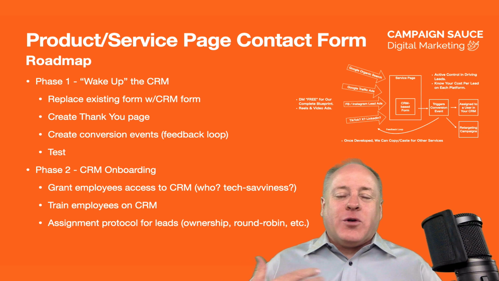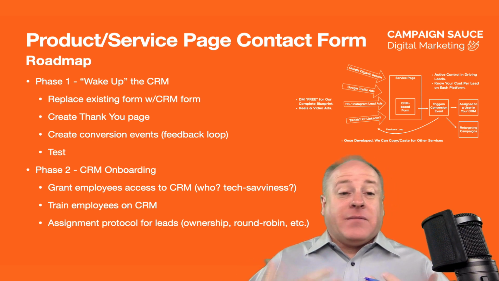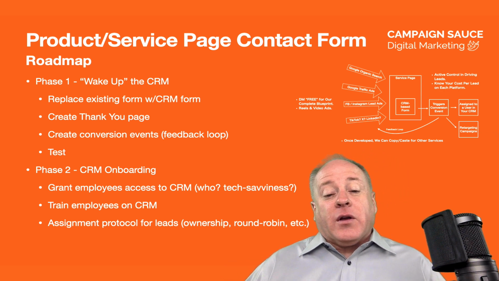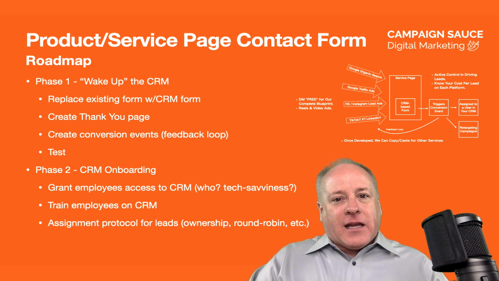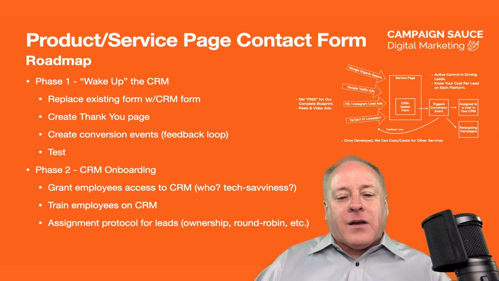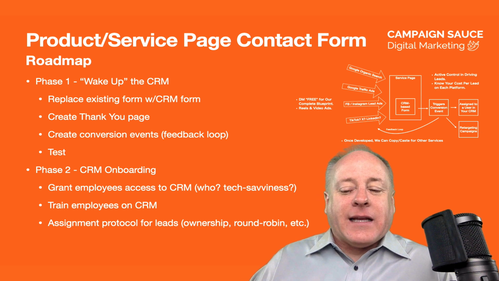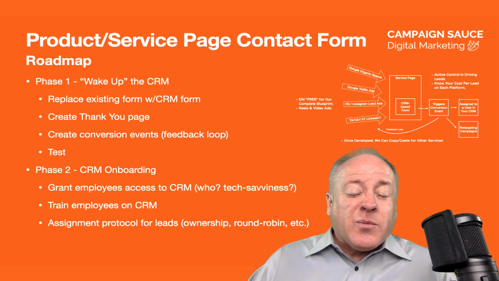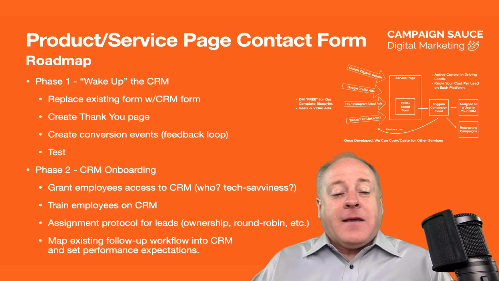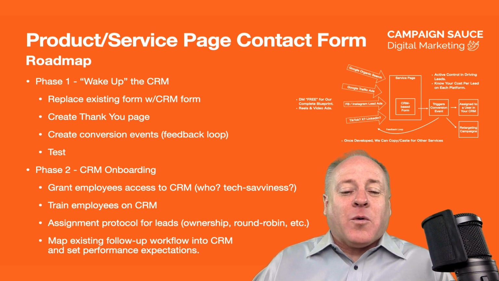Are we just going to have one person take all the internet leads? Okay, that's viable. You could also go the round robin, which is like dealing a deck of cards. You get one, you get one, you get one. Again, we have to figure out how we're going to assign leads. Should be pretty straightforward, should probably be automated. And then overall, we just map the existing workflow and then set those performance expectations.